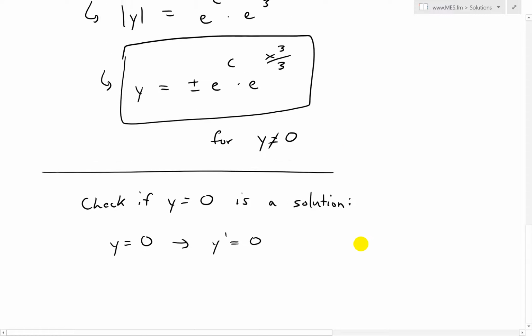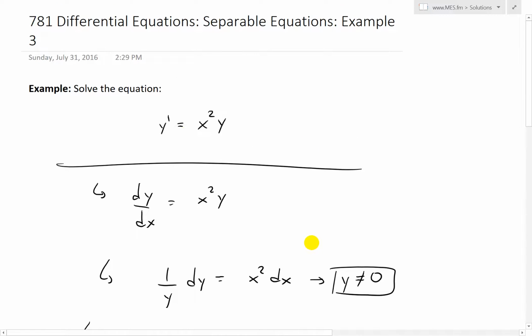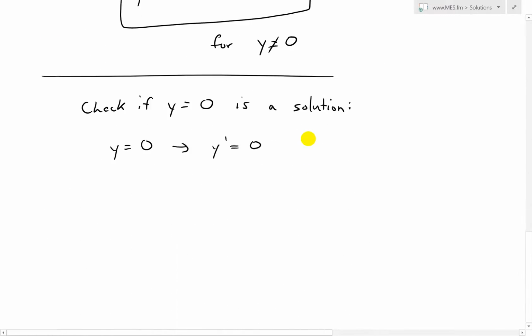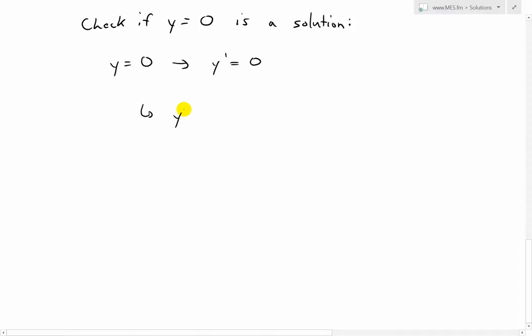Now let's look at our starting differential equation: y prime equals x squared times y. If we plug in 0 for y, we get x squared times 0, which is just 0. So we have y prime is 0. This matches, so again, y equals 0 is a solution.